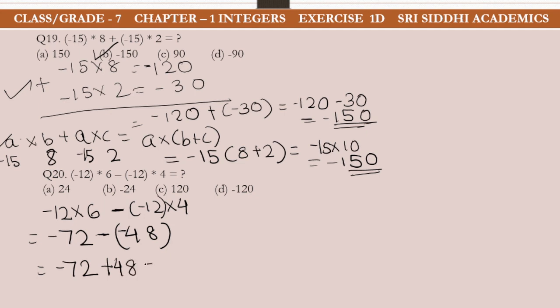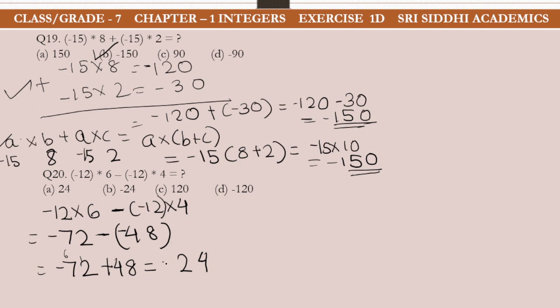So finally, minus 72 plus 4 will be, here I need to do subtraction because different sign integers are there. So if I subtract, it will be 72 minus 48. How much? 12 minus 8 is 4. And since I have borrowed 1 here, it will be 6 left over here. So 6 minus 4 will be 2.